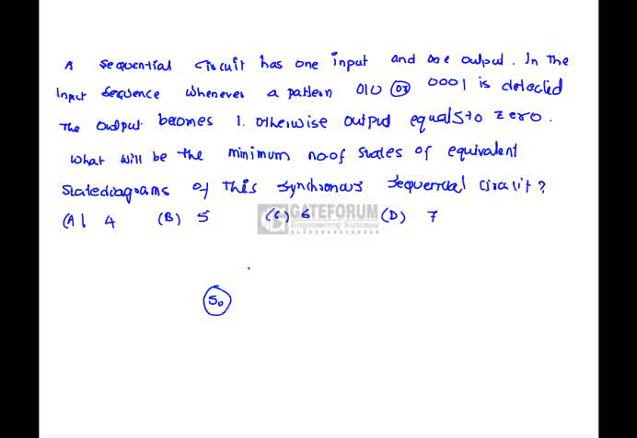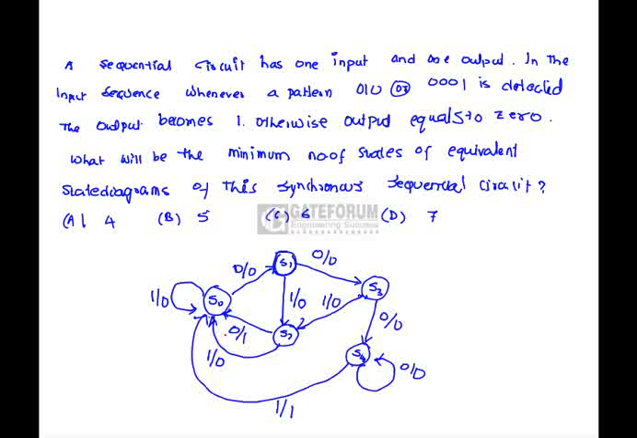If the input pattern starts with 1, it stays in S0 itself. But if the input bit sequence starts with 0, it goes to the next state S1. This is 0 by 0. Again in this state, there are two possibilities: if it is 1 at this particular state, or if it is 0. If it is 1, it goes to the next state, that is S2. If it is 0, the next state is S3. Again at this S3 state, if it is equal to 0, here is the state diagram corresponding to this.